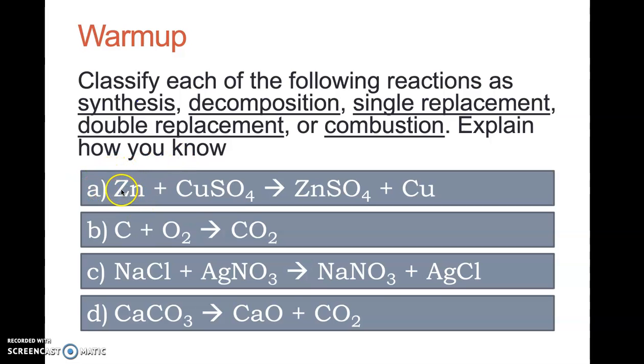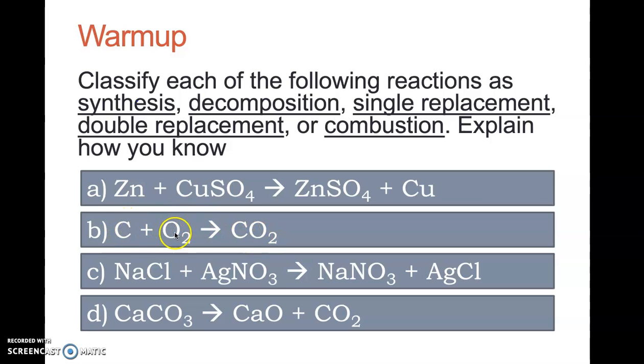So the way I would determine this is I would look and I'd say, okay, zinc, that's got 1 capital letter, so that's an element. So I have element and compound going to compound and element. So I have a compound and element on both sides of the equation. If you look in your notes, when you have element and compound going to element and compound, that is a single replacement reaction. So A is a single replacement reaction. Okay, now look at B with your partner and decide what you think it is.